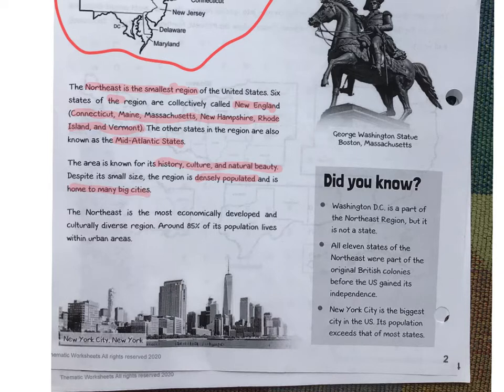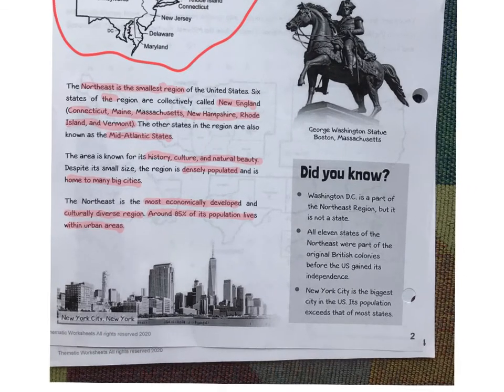The Northeast is the most economically developed and culturally diverse region. Most economically developed and also culturally diverse. So lots of different cultures live there, lots of different people. Around 85% of its population lives in urban areas. So cities, you see some skyscrapers down there below. Urban means you're in a city area. You're not out on a farm, okay? 85% of the people. That's a lot.